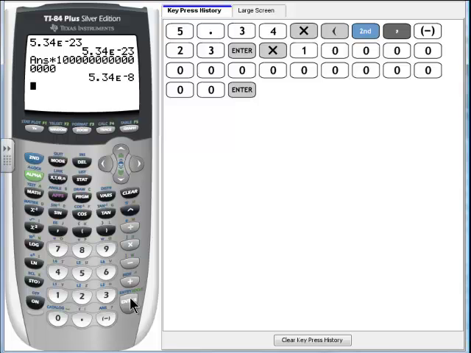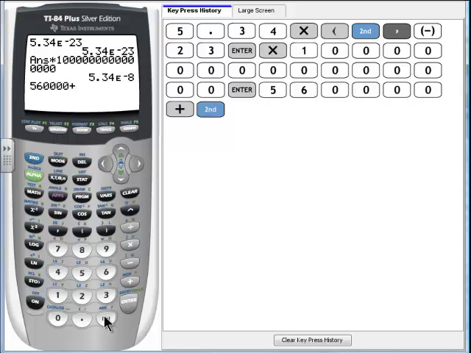I may not have needed the previous answer in the first spot. So let's say I wanted to do something like this, 560,000 plus my previous answer. To get to previous answer, I hit my second key and then the negative key. Now my previous answer is 5.34 times 10 to the 8th, and I'm going to raise that to the 15th power. But we were able to input that previous answer, and we get this answer now. So that's how we can use previous answer in our calculations.